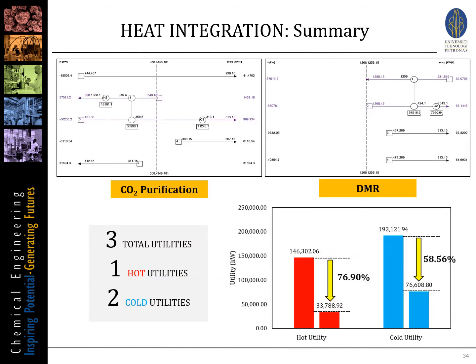Okay, in summary, after the heat integration, there are 3 total utilities, 1 hot utility and 2 cold utilities. Not only that, it can also be seen that there is a huge reduction in hot utility, from around 146,000 kilowatt to approximately 33,000 kilowatt, leading to a 76.90% reduction. While for the cold utility, there is a reduction from around 192,000 kilowatt to approximately 76,000 kilowatt, giving a 58.56% reduction.